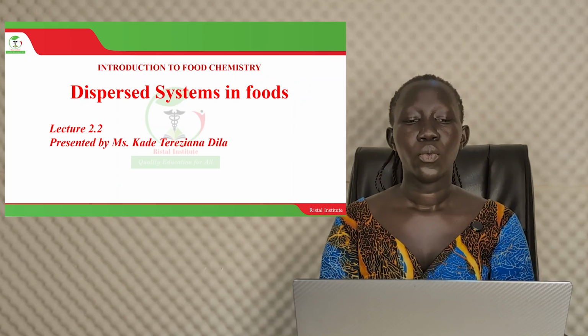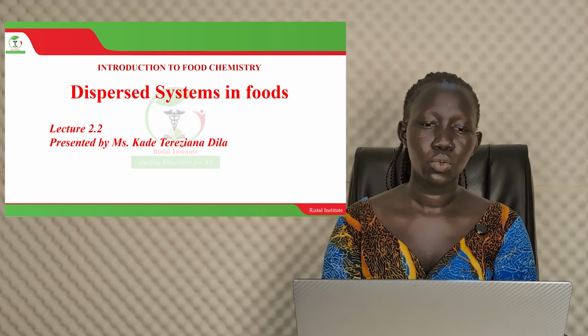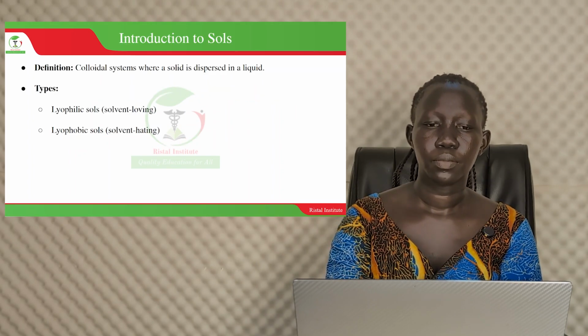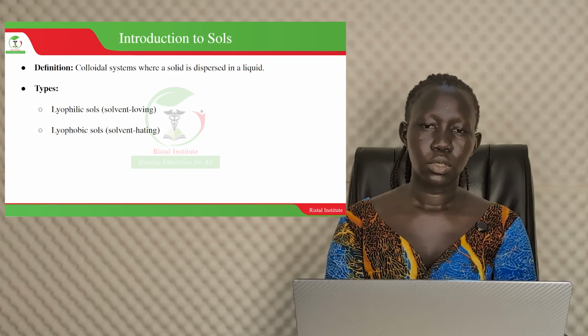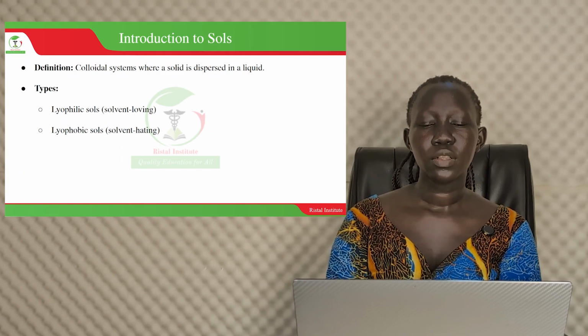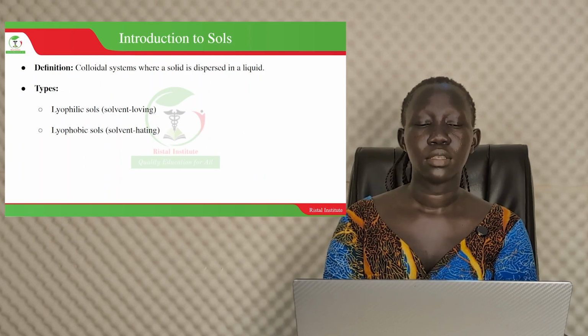Welcome once again. We are going to the second part of our lecture 2, that is the dispersed systems in foods. Introduction to sols. By definition, we said sols are colloidal systems where a solid is dispersed in a liquid.